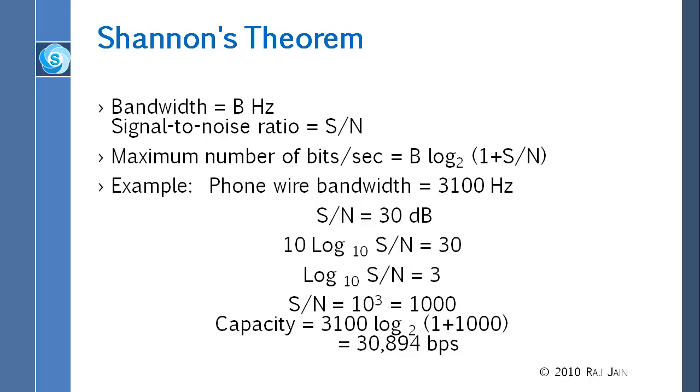Right? When you use Nyquist and when you use Shannon's, Nyquist has to do with how many levels you have, and Shannon has to do with how much noise you have. Alright, so if I gave you the noise, you worry about Shannon. If I told you the levels, then you worry about Nyquist. If I gave you both, you worry about both.